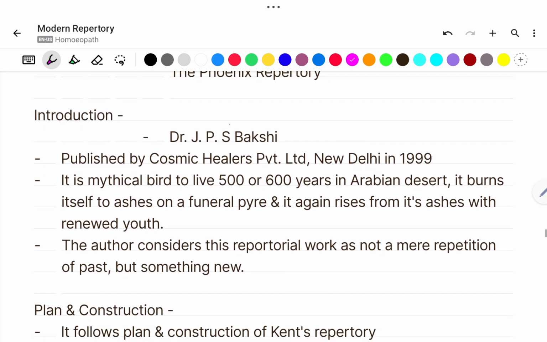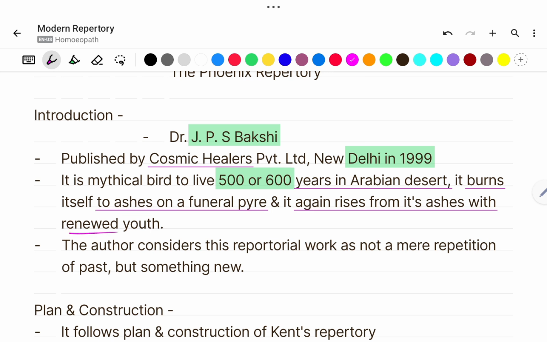It was published by Dr. J.P.S. Bakshi, published by Cosmic Healer Private Limited, New Delhi in the year 1999. Now what is Phoenix? Phoenix is a mythical bird that lives 500 or 600 years in the Arabian desert. It burns itself into ashes on a funeral pyre, and it again rises from its ashes with renewed youth. The author considers this repertorial work not a mere repetition of the past but something new.